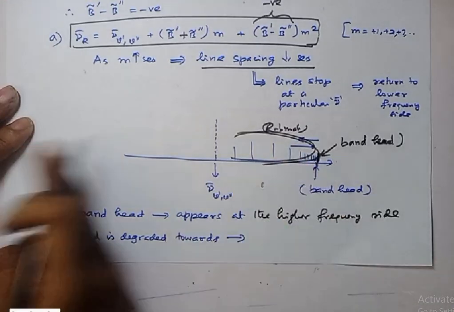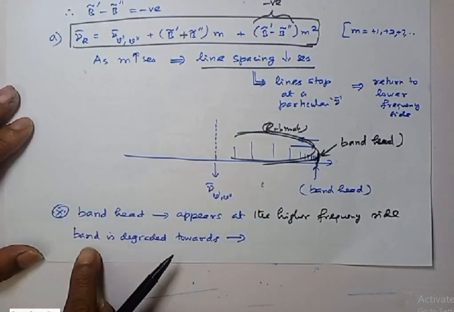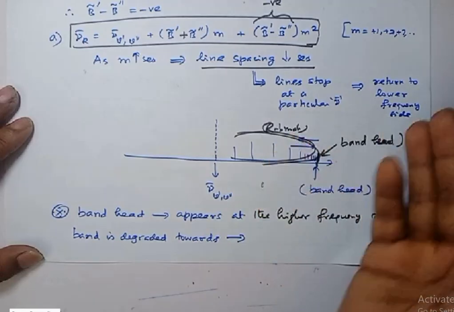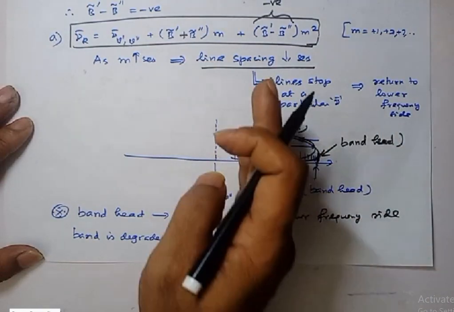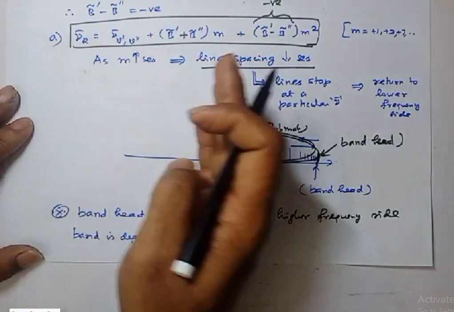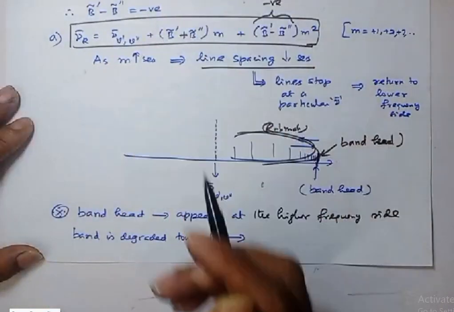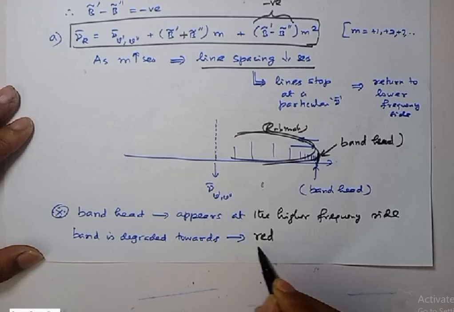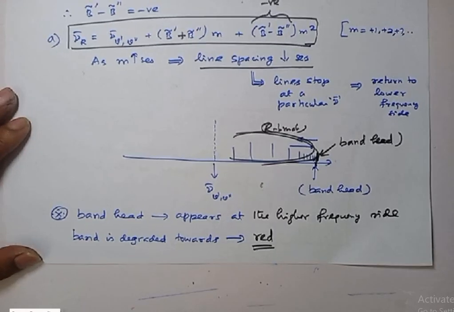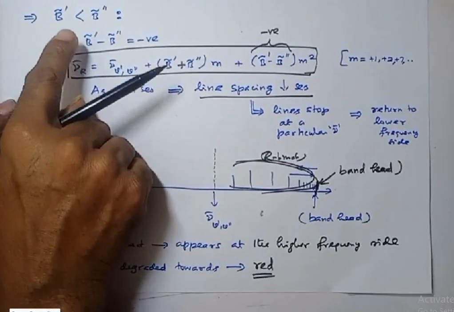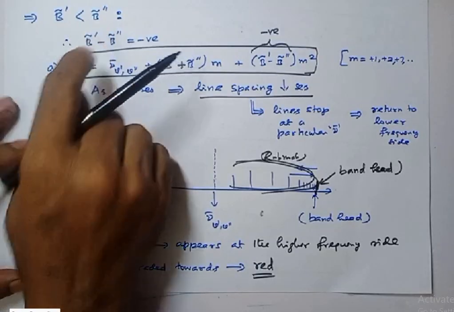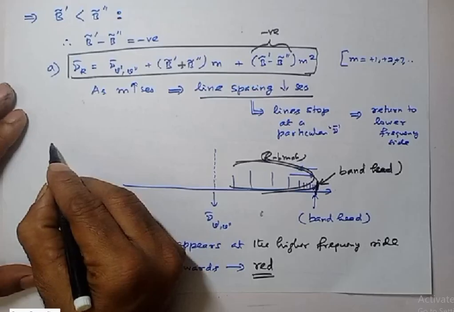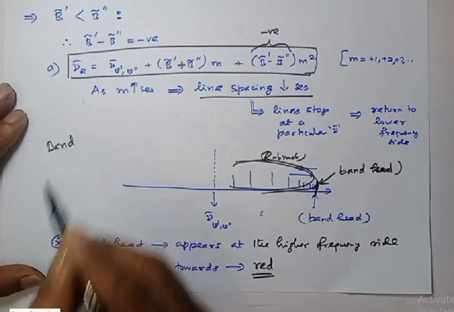And where the degradation occurs, band is degraded towards, listen, higher frequency means violet region. Degradation occurs in the opposite side. Lower frequency means red region. So band is degraded towards red. So when B prime is less than B double prime, the band appears in the R branch. We get a band.